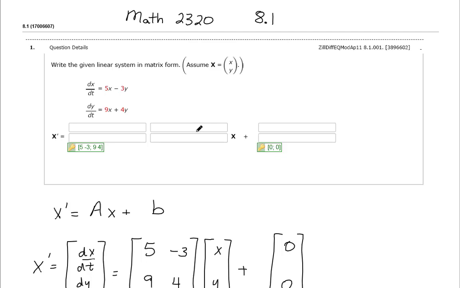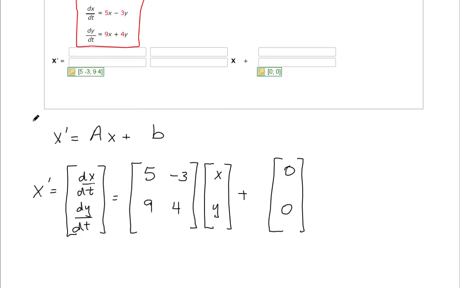Welcome to Math 2320, Section 8.1, where we look at systems of differential equations in terms of matrices. So here we have our system of first order differential equations, and we want to write this as a matrix. Looking at it in terms of a matrix, I can write the derivatives as this column vector. So 2 rows, 1 column.